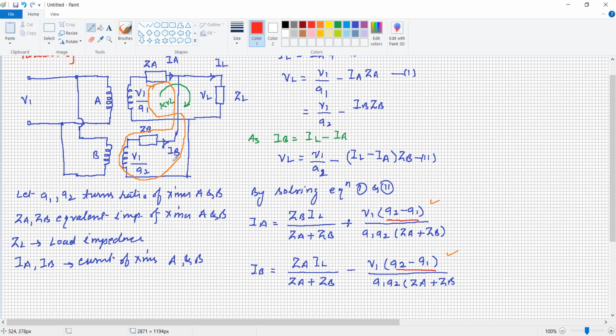Whatever the ratio, say N1 upon N2 for transformer A and N1 upon N2 of transformer B, is nothing but A1 and A2. If the turns ratios of the two transformers are equal, these terms become zero. If there is the same value, say it is 100, it's also 100. So it is the same value, and this term becomes zero.